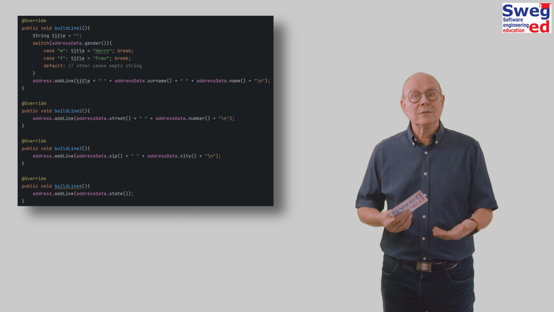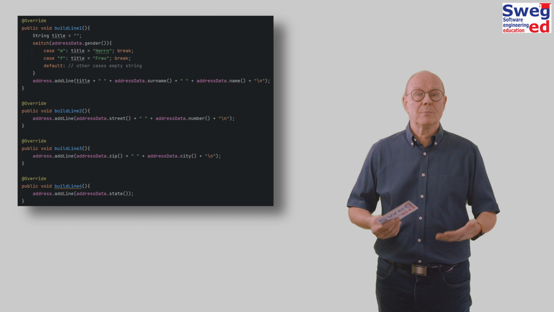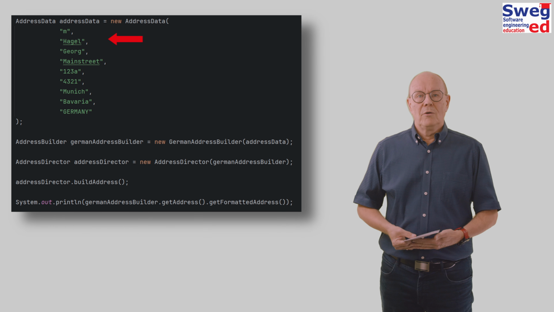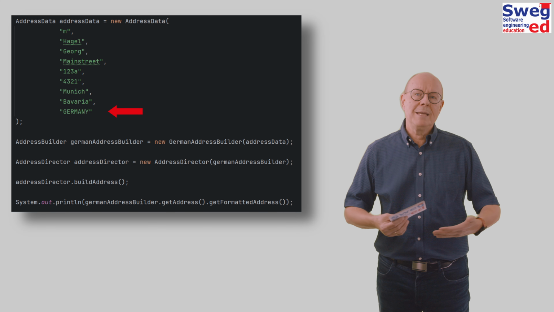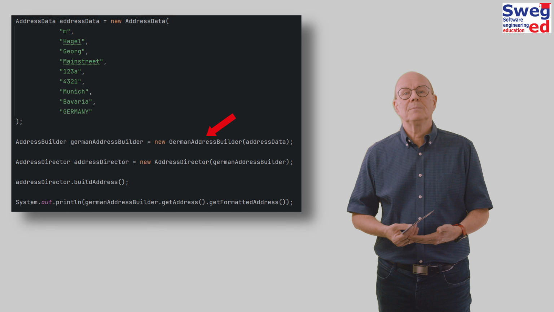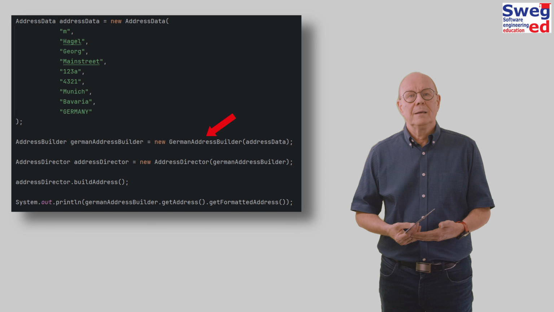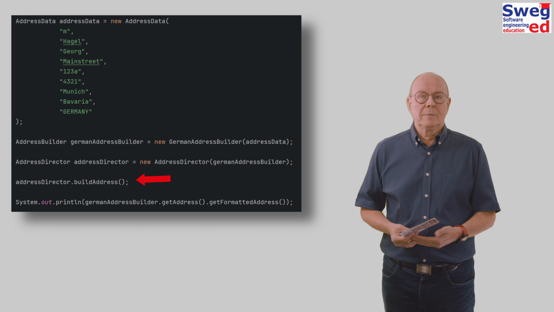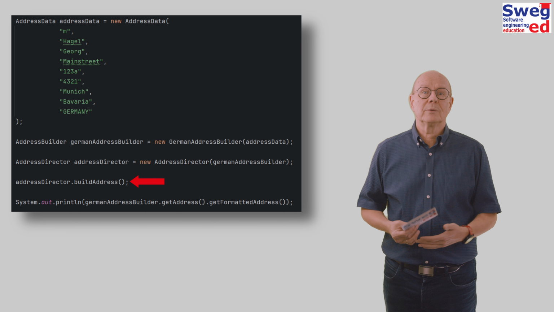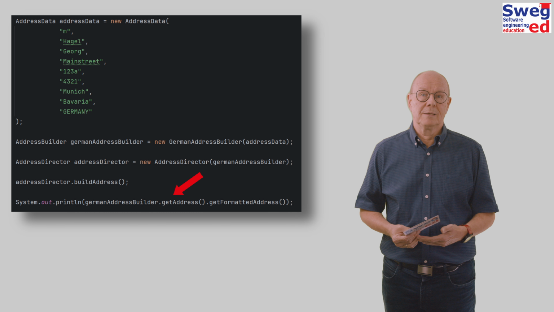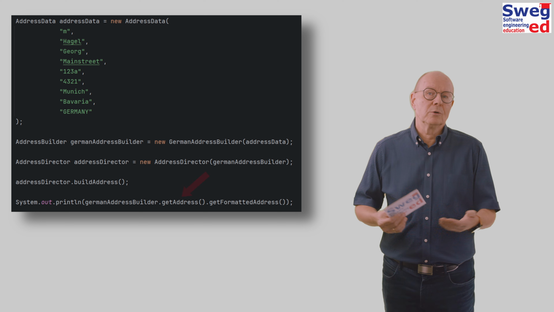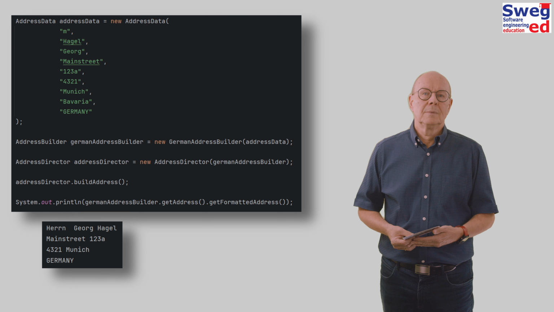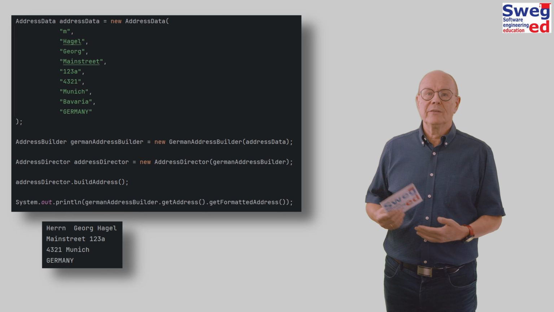With this first country-specific builder, we can now test the program. We first create a test data object. Then we make an instance of German address builder and give it to the address director. We tell it to create an address object, and the created object is retrieved from the German address builder. For testing, the result is printed to the console. Now you can see the first address builder in action.